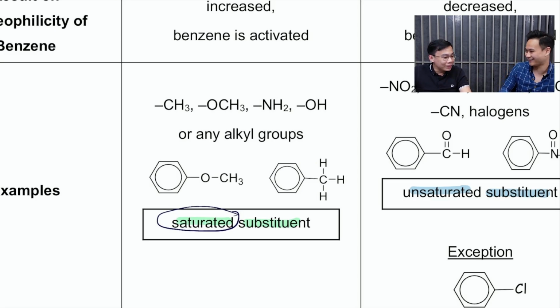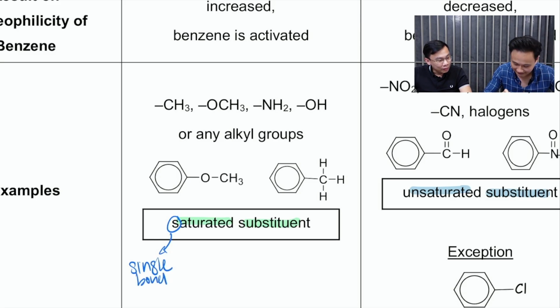It means all the bonds are single bonds. Very good, yeah. So all the bonds are single bonds. The S here stands for single bonds. Yeah, that's how you can see it as well. So the S here stands for single bonds. Now, a saturated substituent means this.